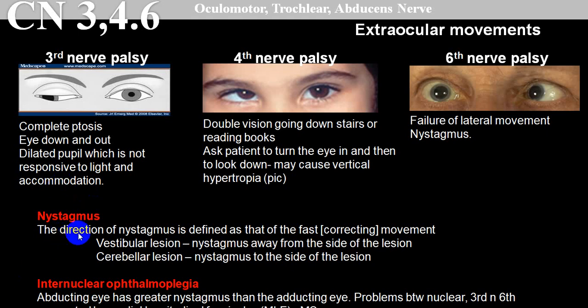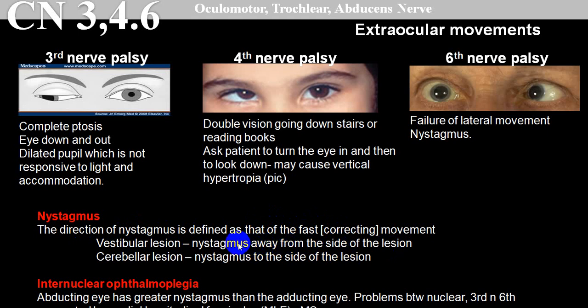Nystagmus will be seen more commonly in vestibular lesions and cerebellar lesions. In a vestibular lesion, nystagmus will be away from the side of the lesion. So if it is on the right side, you will have a slow component, we call. The direction of the nystagmus is defined as the fast component, the corrective movement. So the slow component will be to the side and the fast component will be away from the side.